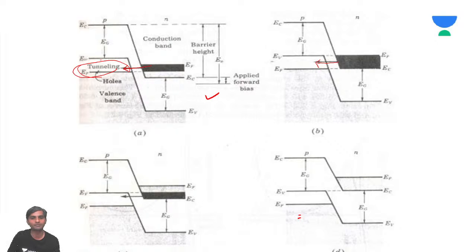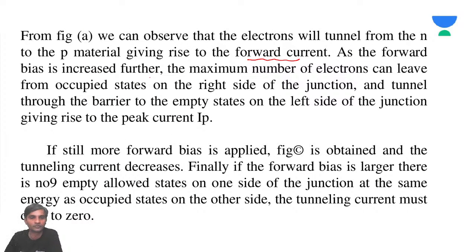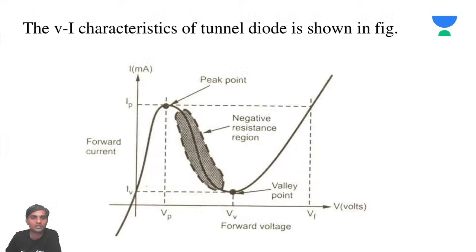These are the energy band diagrams. Tunneling increased to the highest value, then tunneling started decreasing, and then tunneling stops. So these are the four for a positive half cycle, for a forward bias. For the reverse bias also, tunneling happened. This is the most important thing you should understand.